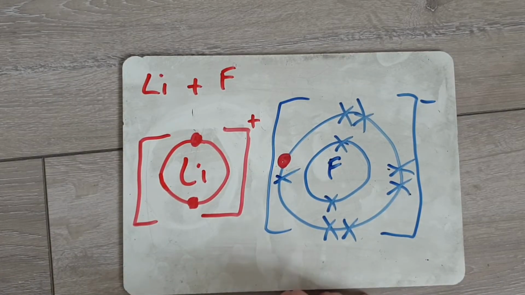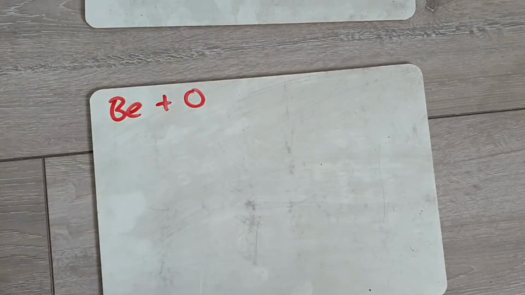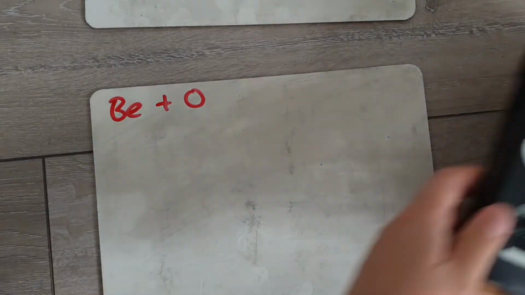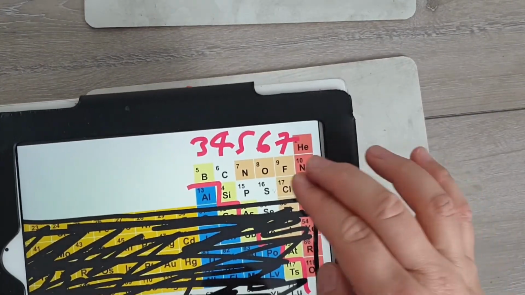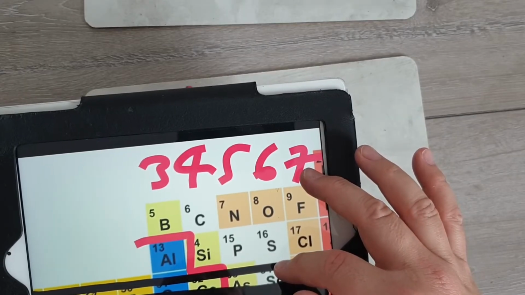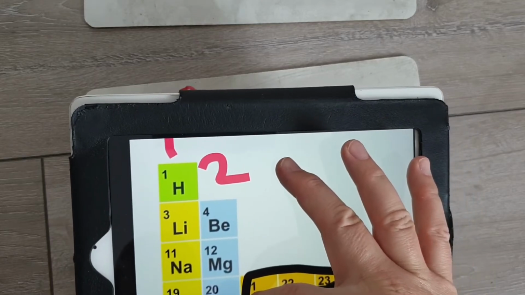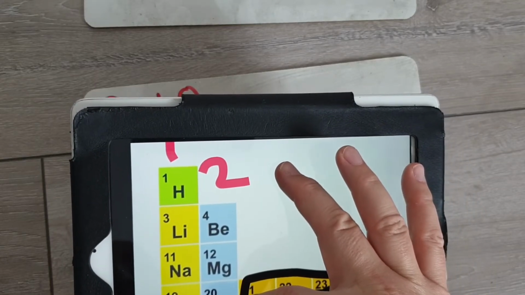So let's look at another example of ionic bonding: beryllium and oxygen. Oxygen is here on the periodic table. It's got 8 electrons and it's in group 6, so we know it's going to have 6 on its outer shell. And beryllium is in group 2 and it's got 4 electrons, so it's got 2 on its outer shell.